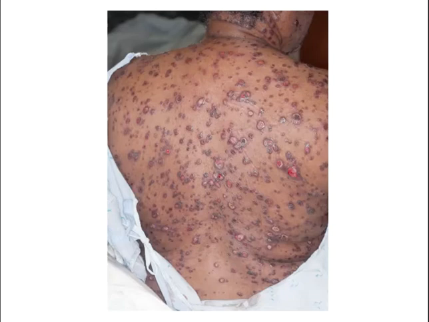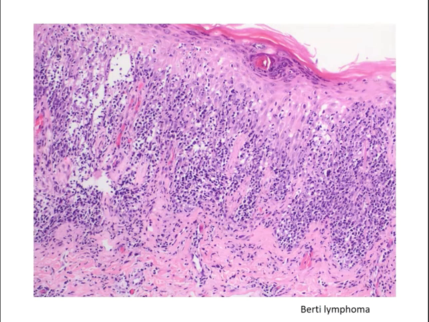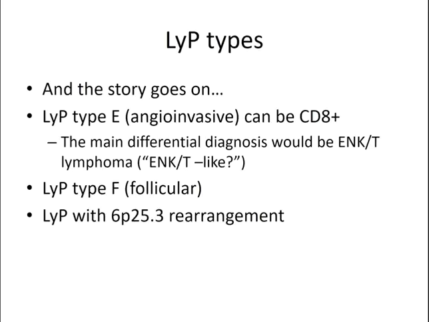So you can imagine that clinically, if you just see the patient, this is in no way similar to the LYP, the little papules that come and go, right? And this progresses, and the patients usually do very poorly unless you do something aggressive like chemo or transplant or things like that. That's the histology of Berti lymphoma.